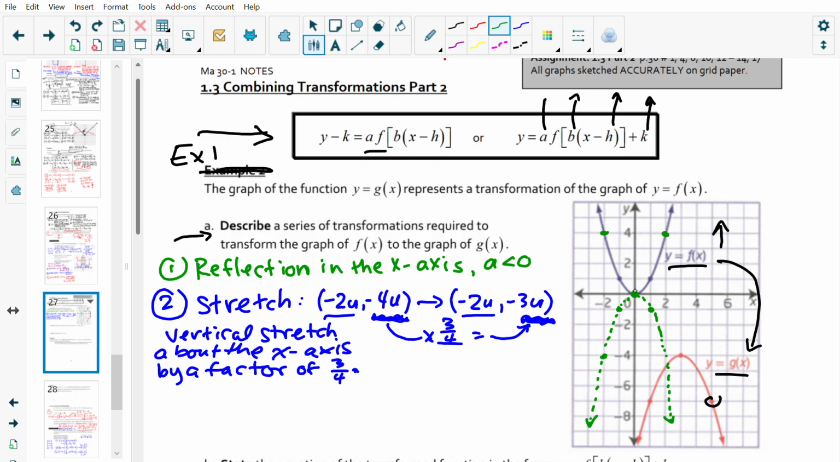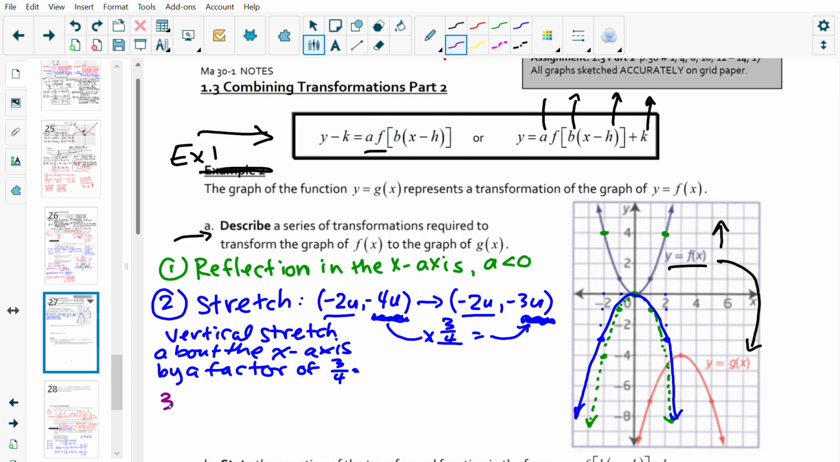Okay, 1, 1, 2. So let me do this in blue. 1, 2, 1, 2, 3. It's subtle, but there is a difference. 1, 2, 1, 2, 3, right? It's slightly wider. And we expect that because it's a vertical stretch by a factor of 3/4. We expect that to make our parabola wider, right? And since it's 3/4, it's not a whole lot wider, but it is nonetheless still wider, okay?